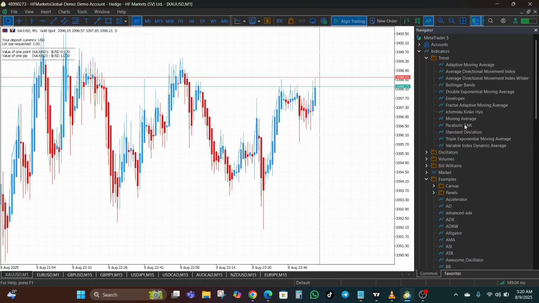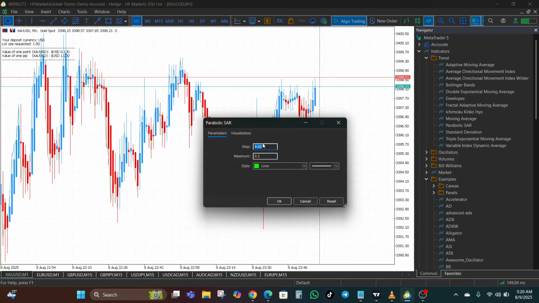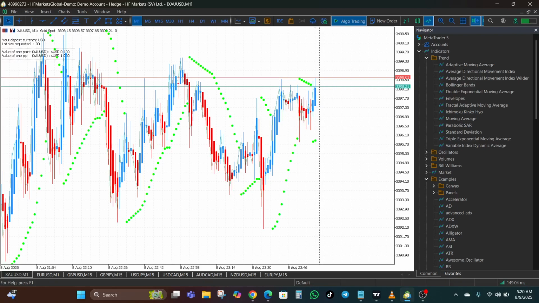And then the next thing we are going to do is to be adding the Parabolic SAR. Remember that the Heikin Ashi helps us to smooth out price movement, and it makes it easier to identify trends. Okay, now this is our Parabolic SAR. You're going to see small dots above and below the candles. These help you to spot potential reversals and guide your trade exits.